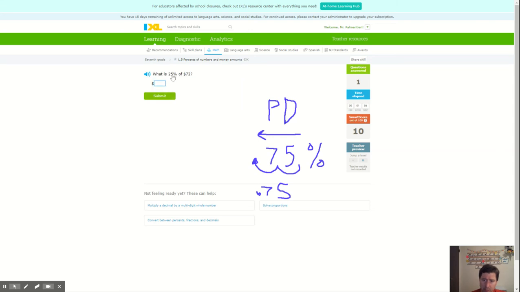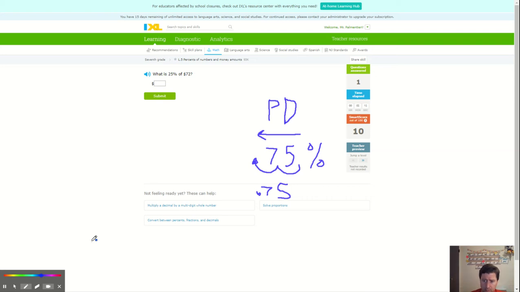All right, but then you'll get ones like this, 25% of 72. So now this is where you have to use this. So the first thing you want to do is take 25 and turn that into a decimal. So now if I turn that into a decimal, this is what's going to happen here.